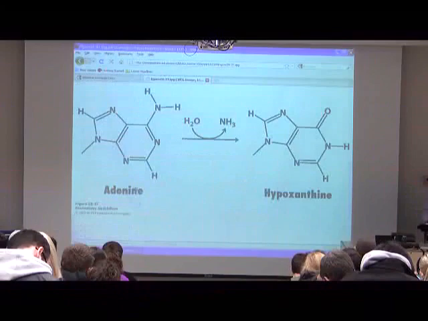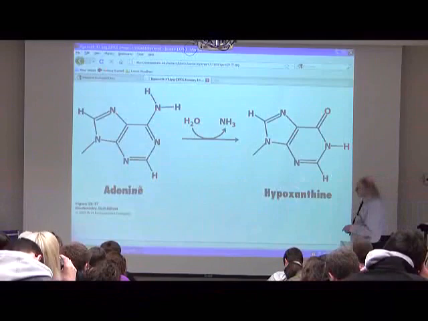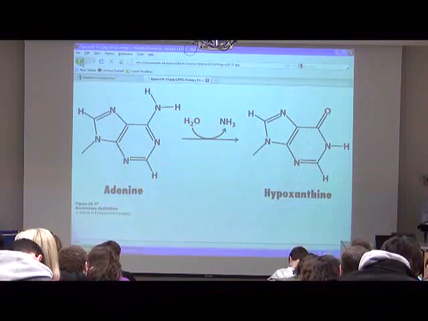Other reactions can occur to the nucleotides of DNA. Here's one that shows adenine can, by hydrolysis, lose its amine group. And when it does, it forms this molecule we've talked about before, but you haven't seen, a base called hypoxanthine. Hypoxanthine looks like that. Not surprisingly, this is going to cause some problems in your DNA if it's not taken care of.